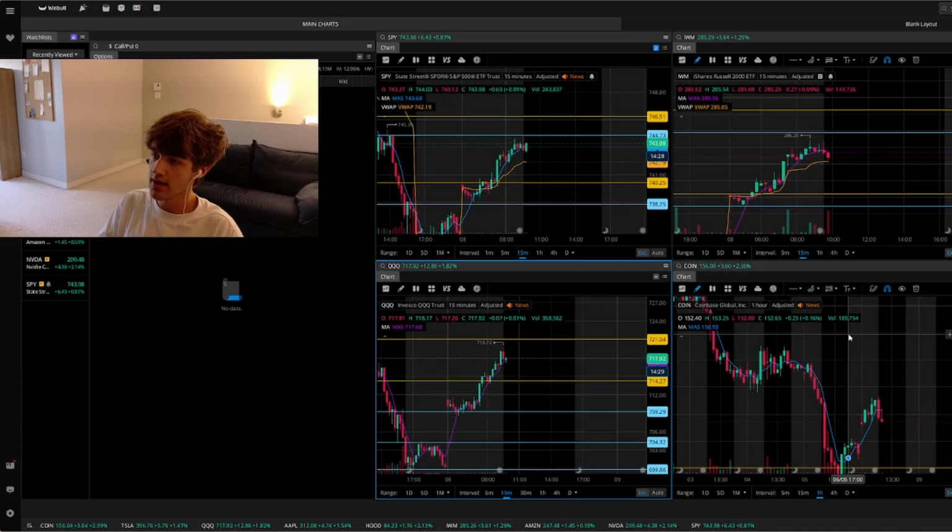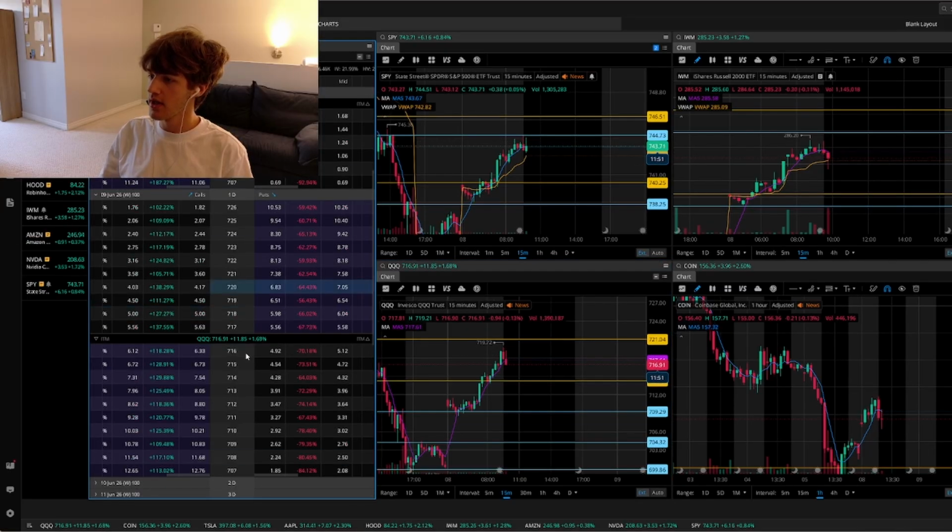So at SPY, we have calls at 746.51, puts at 740.25. Then for IWM, we have calls at 287.85 and puts at 283.30. Then my favorite of the day, we have QQQ, 721.04 for calls and 714.27 for puts.